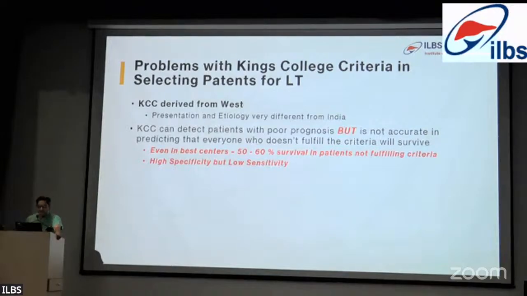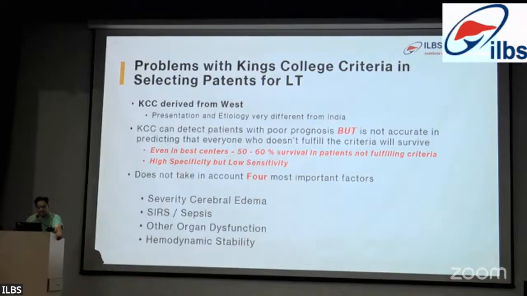And we need to realize this. So even in the best centers, even those who don't satisfy criteria, 50 to 60% die if they have SIRS, sepsis, and cerebral edema. So there is a high specificity here, but a very low sensitivity in terms of selecting patients for transplantation. And what are the problems with KCC?